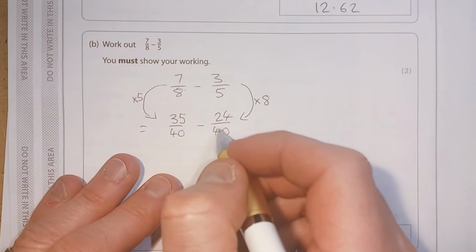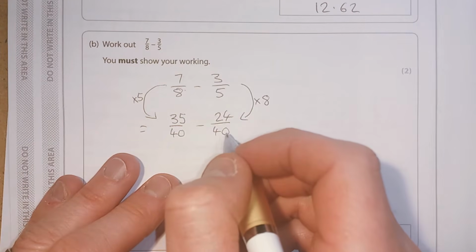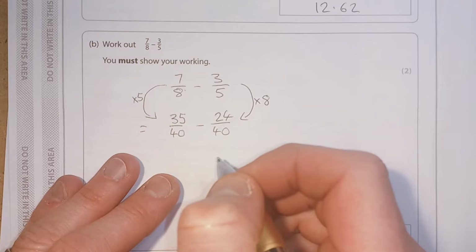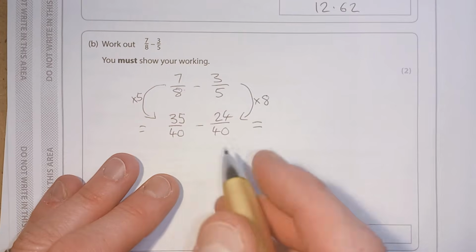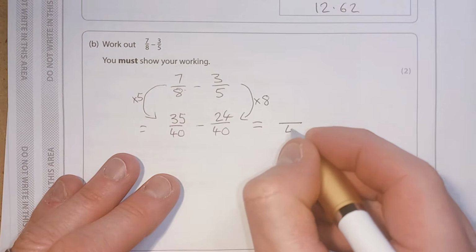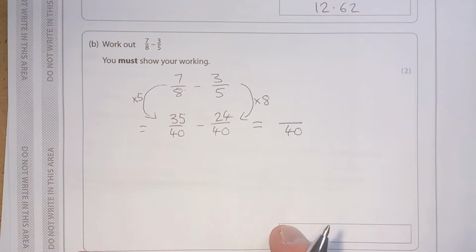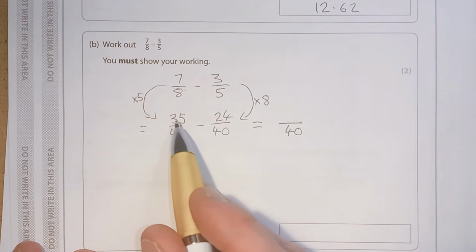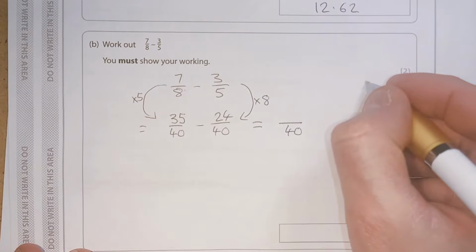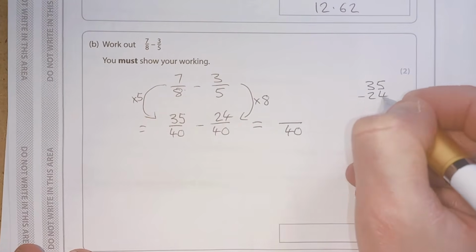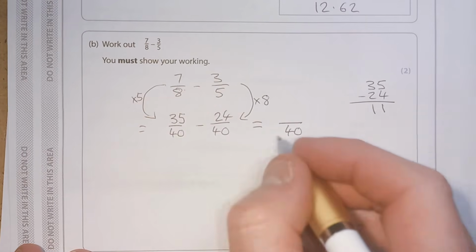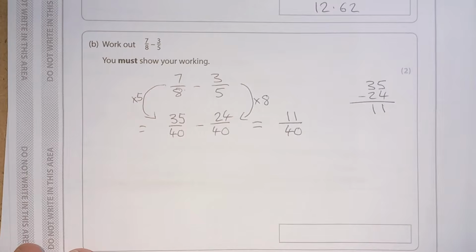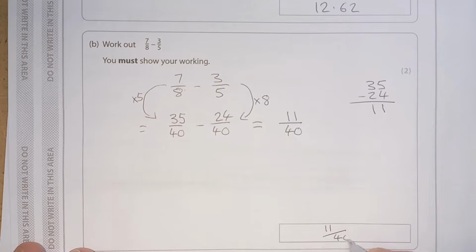So these are equivalent fractions as well. 3/5 is the same or equivalent to 24 over 40. The reason for doing all of that is because the denominators are the same, we can say, right, well, the answer is still going to have that same denominator. And all we need to do is 35 minus 24, which we can write down up here. So 5 minus 4 leaves 1, 3 minus 2 leaves 1. So we've got 11 over 40. We can put that down here.